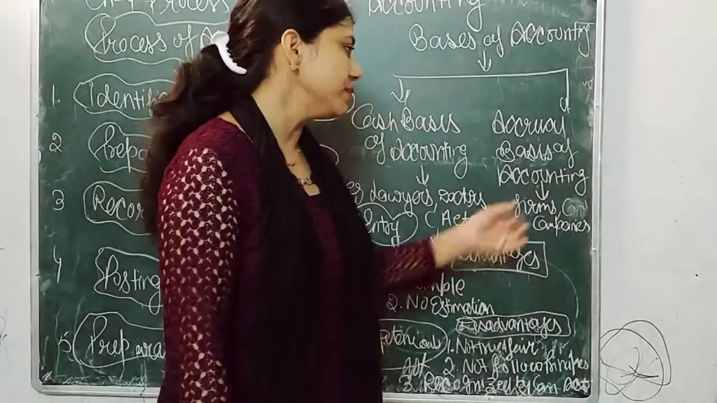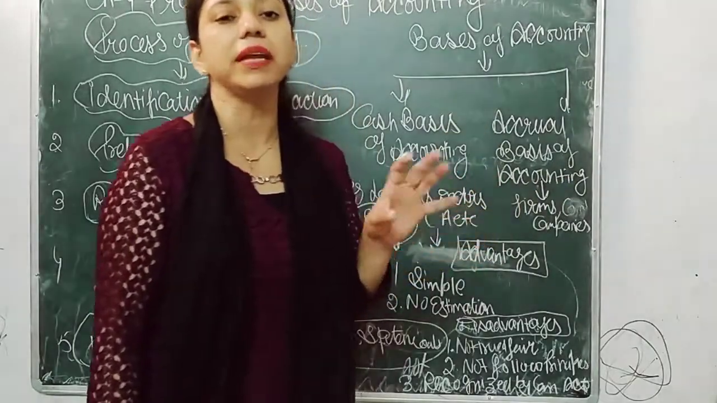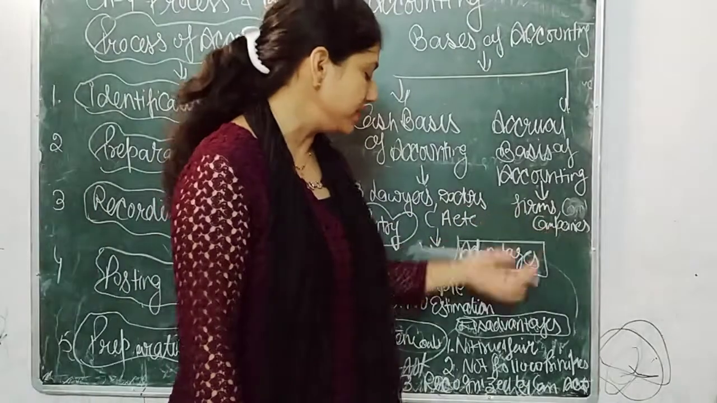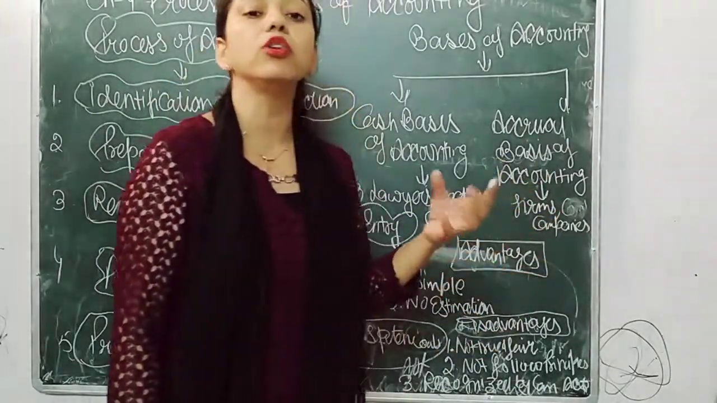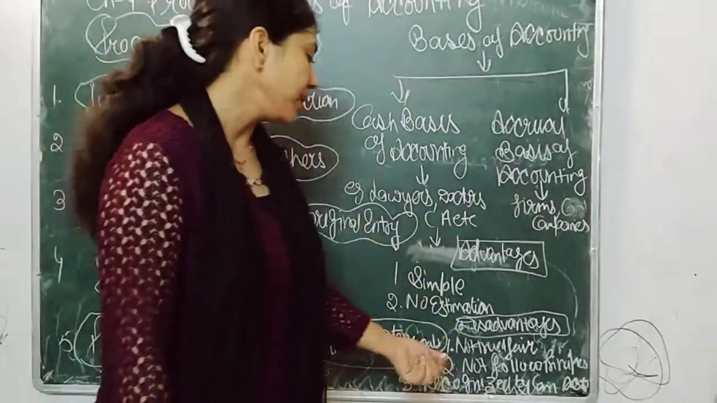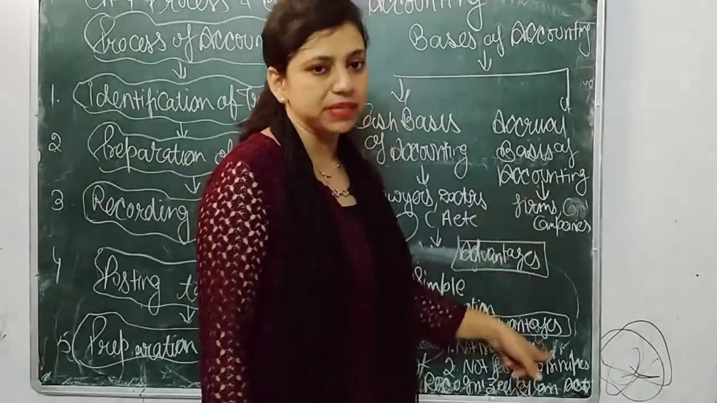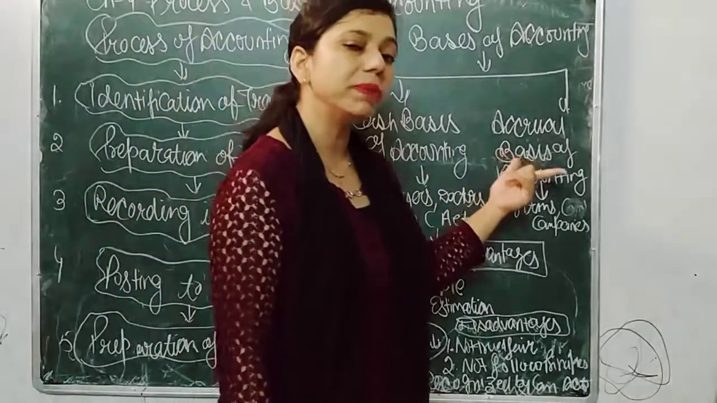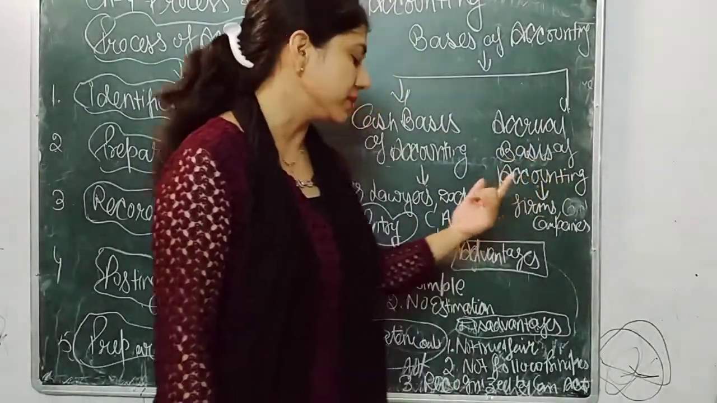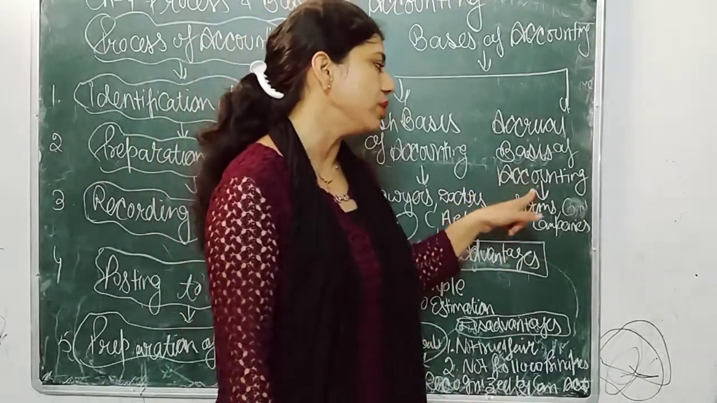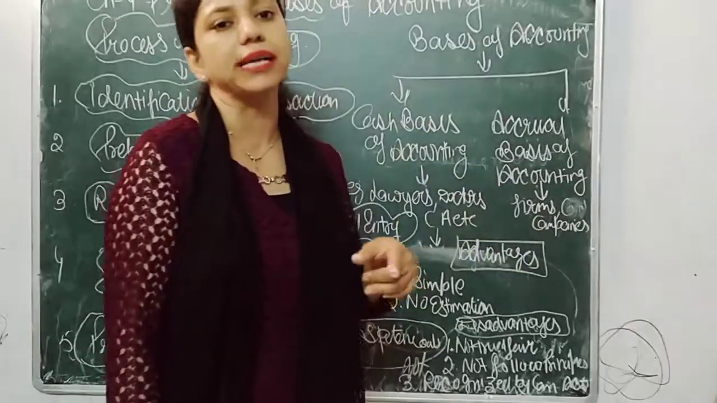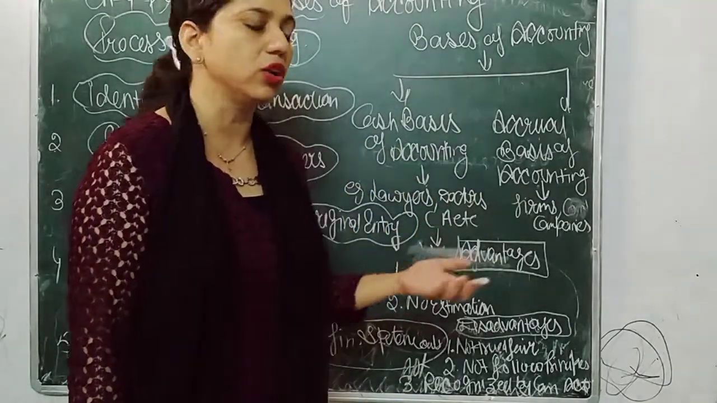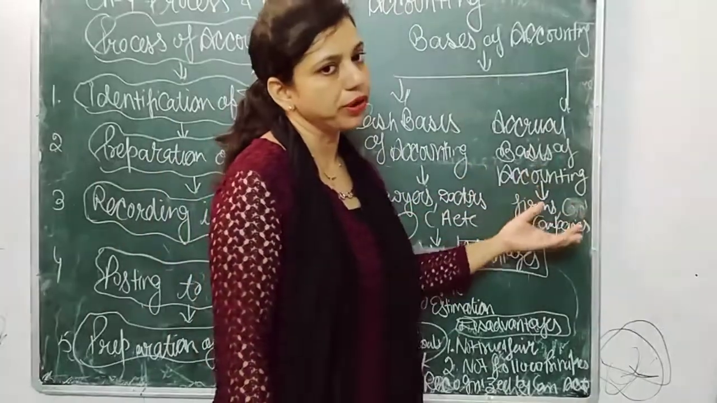How? This method depicts the clear and fair view of the situation of the business, that means it prepares a true and fair profit and loss. Second, it follows matching principles, because cash basis does not follow matching principles, but accrual basis does. And the most important is that accrual basis of accounting is recognized by Companies Act 2013 as well as income tax authorities. So this is the most important method.